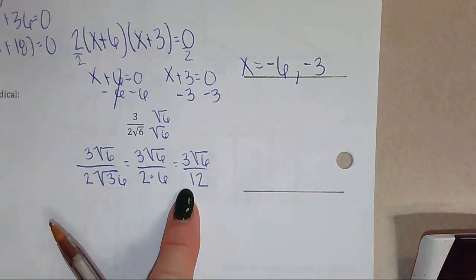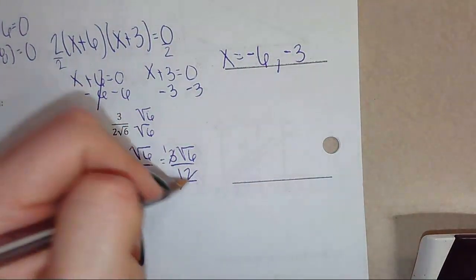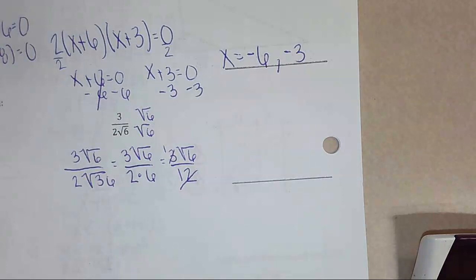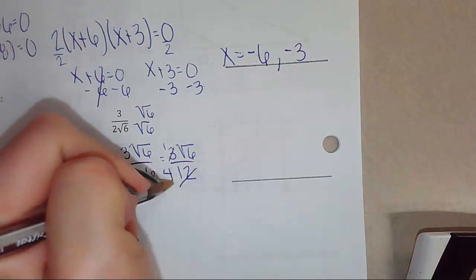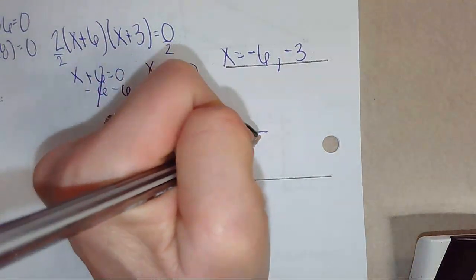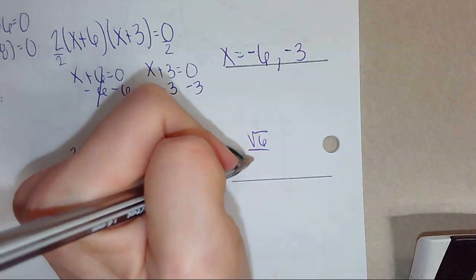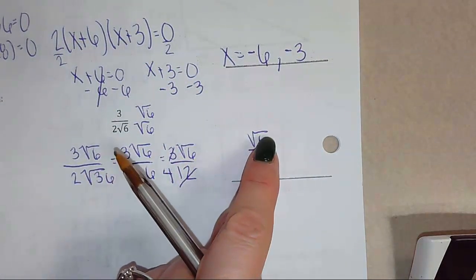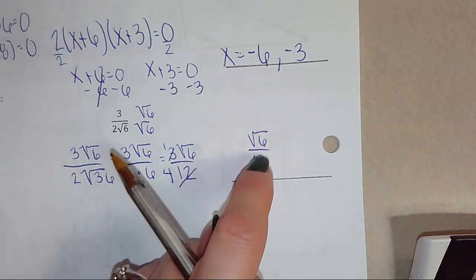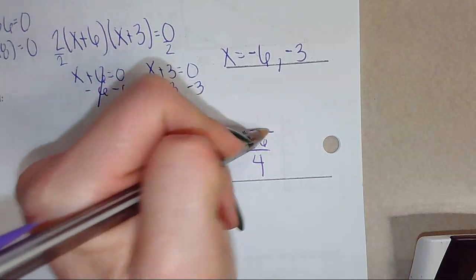And I can simplify this. 3 goes into itself once, and it goes into 12 4 times. So you have rad 6 over 4. This is in a radical, so it can't be simplified. Even though these are both divisible by 2, think of this radical as its little protection.